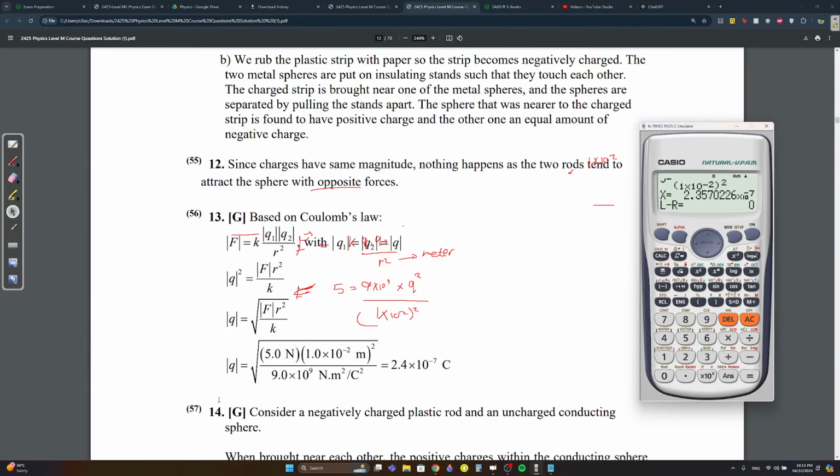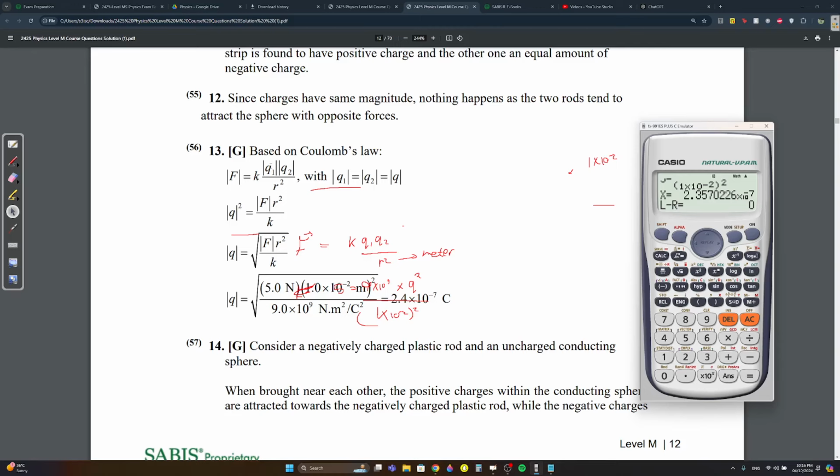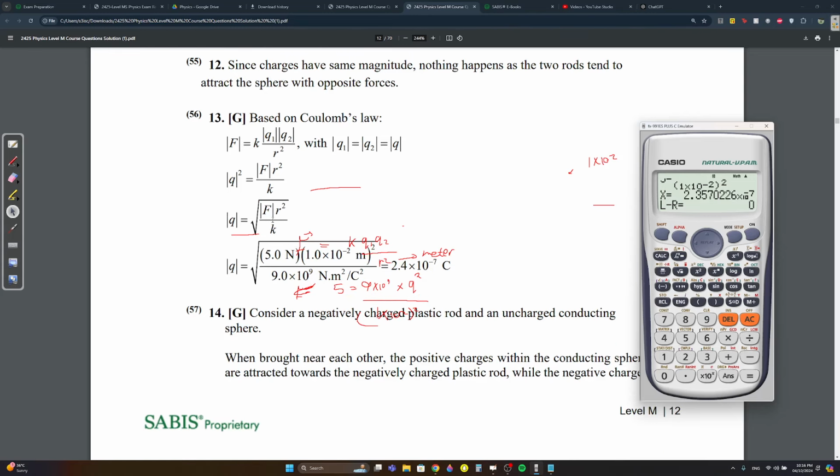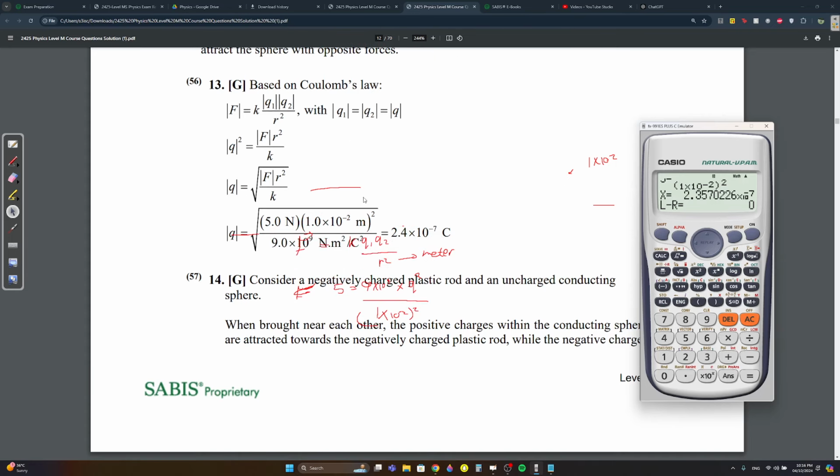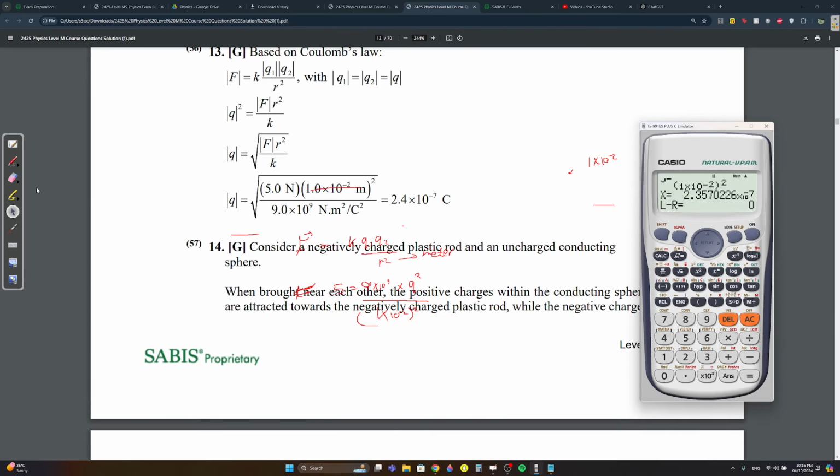This is the answer. Okay, this is their solution. They rearranged the equation. They took r squared there, divided by k, and you got Q squared equals this. So Q equals the radical of force times r squared over k. And they got this. Okay, it makes absolute sense. Very, very easy.